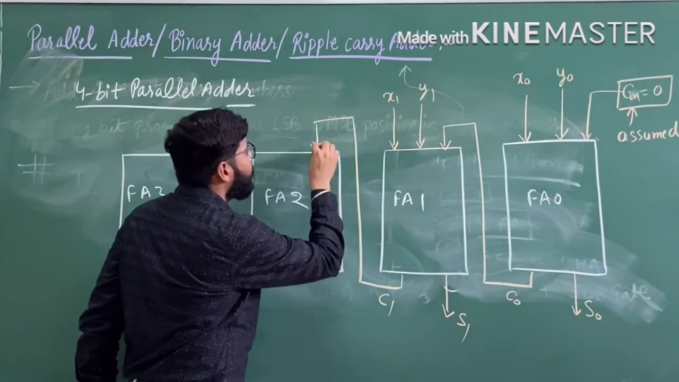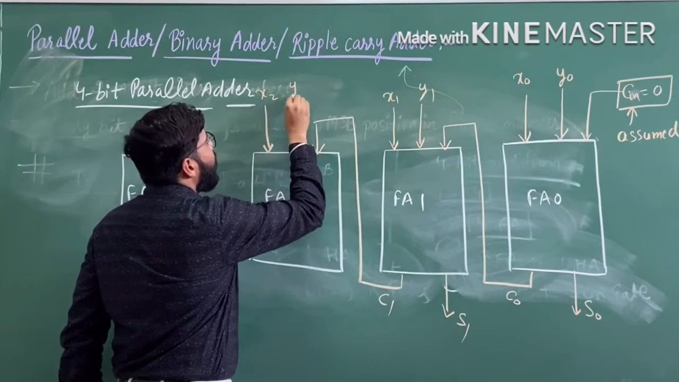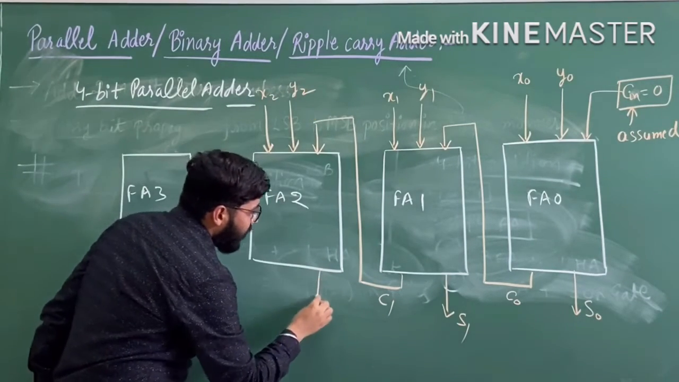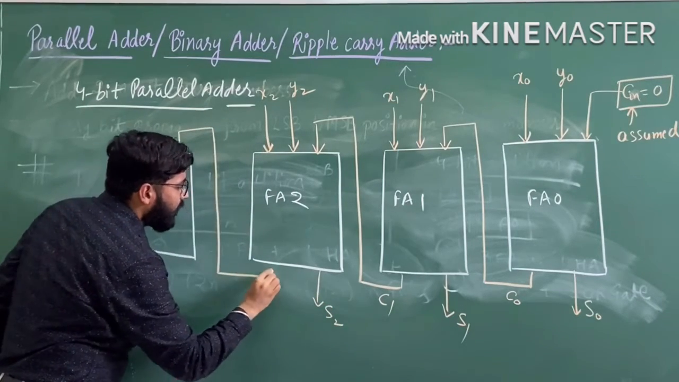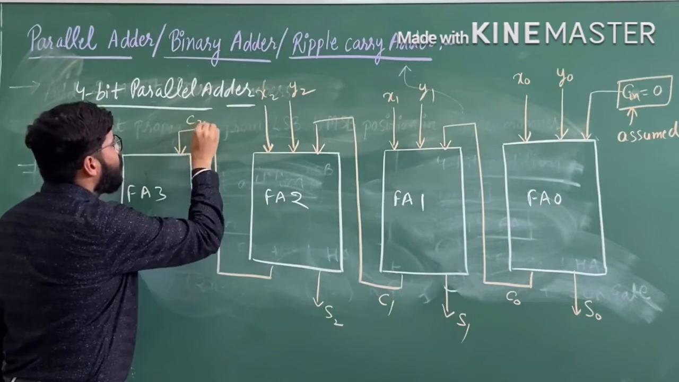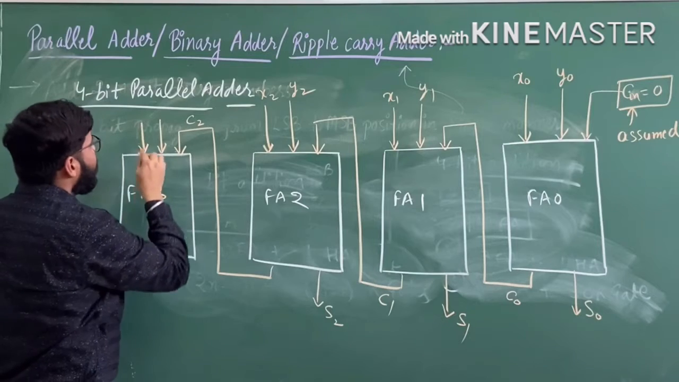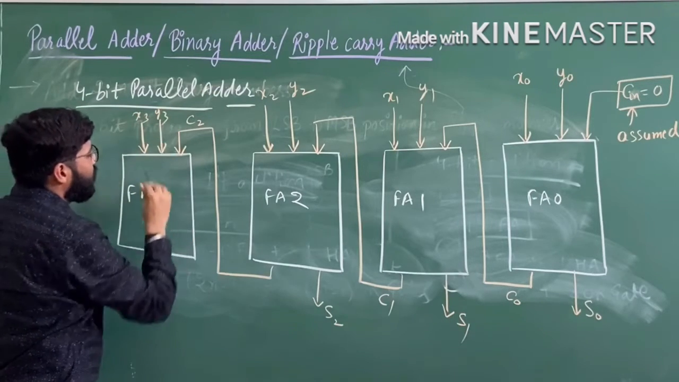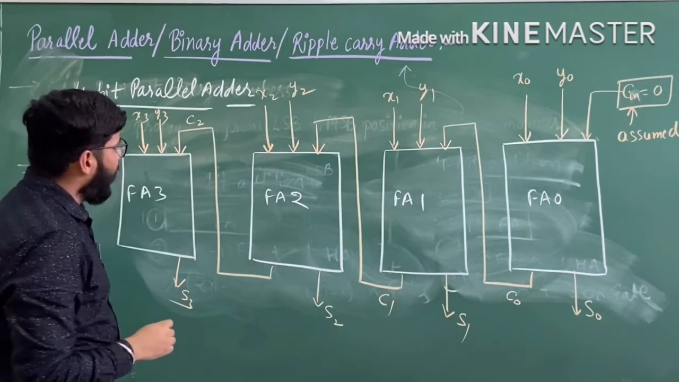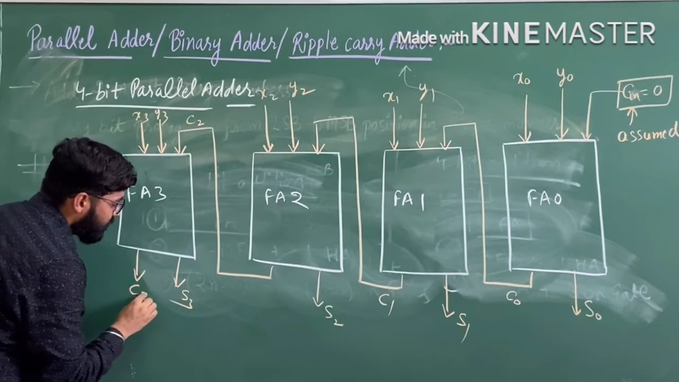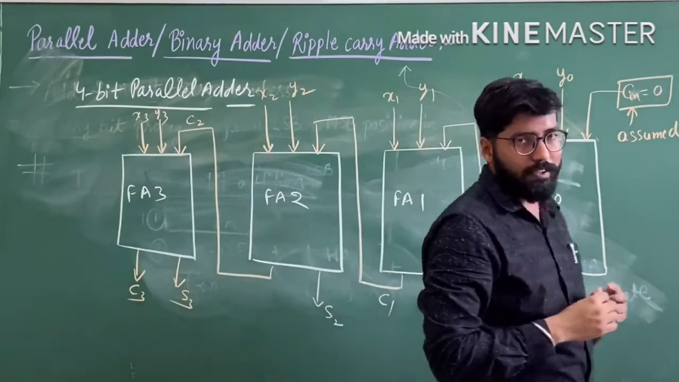And we can get a sum S1 and this carry goes to full adder 2. This is the C1 and here we can apply the input X2 and Y2 and sum we can get S2 and this carry goes to full adder 3. This is C2 and we can get X3 and Y3 as the input and we can get S3 as the sum. Okay, and we can get the final carry C3.